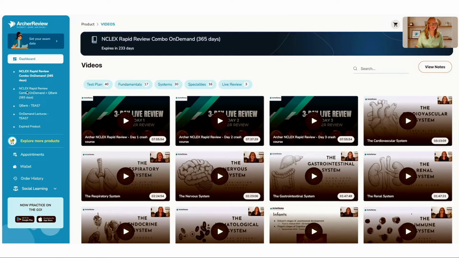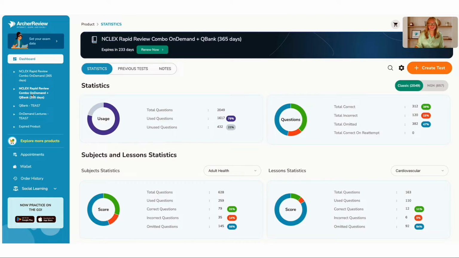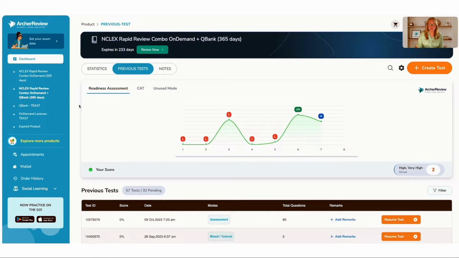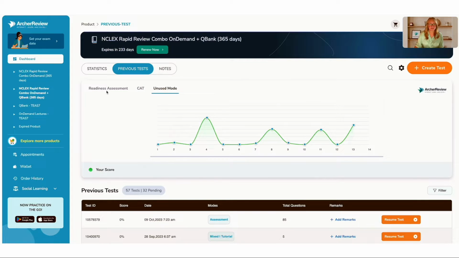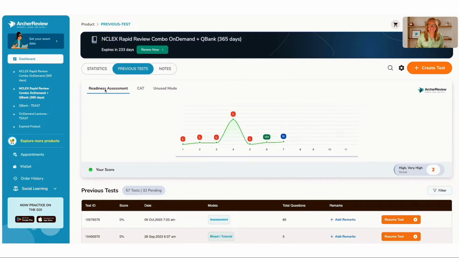Readiness assessment scores. Come to your Archer Review dashboard, select your question bank in the left-hand panel, and click on Previous Tests. Here, you'll be able to see a graph of all your previous tests and scores. You can sort this by readiness assessment, CAT tests, or unused question modes. I'm going to select readiness assessments.